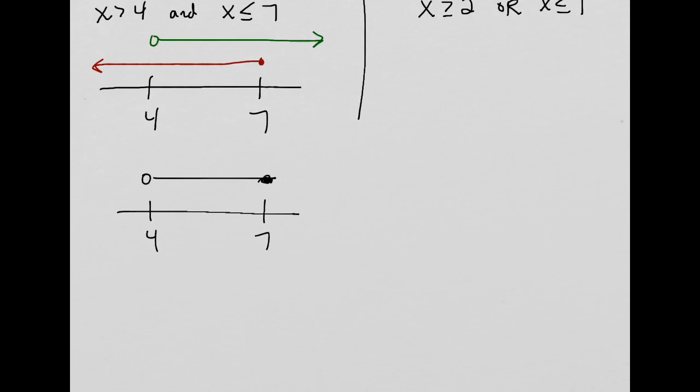If I were expressing my answer in interval notation, I would start with my left endpoint, which is 4, and because I don't want to include 4, because I have an open circle, I would use a rounded parenthesis. And then my right endpoint I do want to include, there's a closed circle there, so I would have a square bracket for 7. So that would be my answer in interval notation.